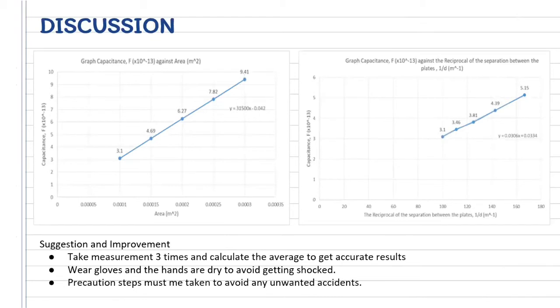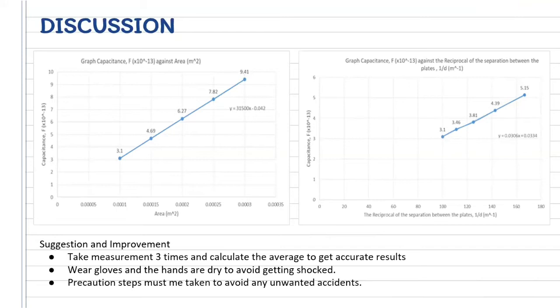Now we proceed to the discussion part. The result on part 1 that was recorded in the table was already plotted as a graph. There are 2 graphs: the first is capacitance against area, and the second is capacitance against the reciprocal of the separation between the plates.